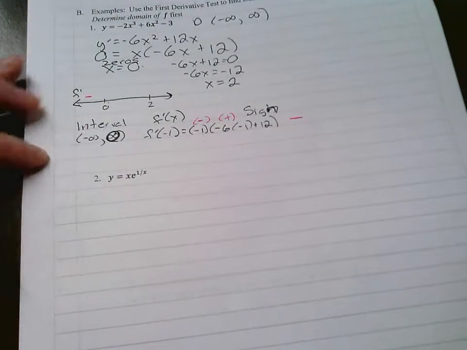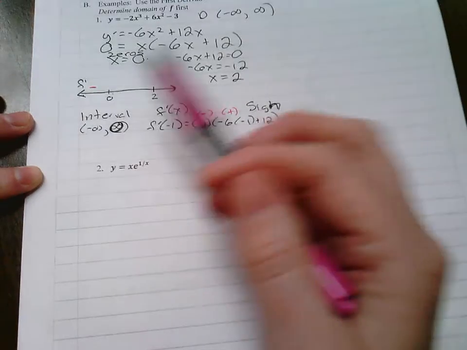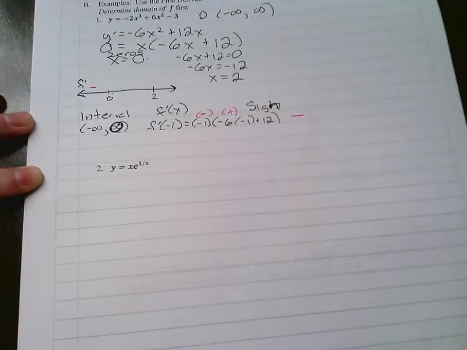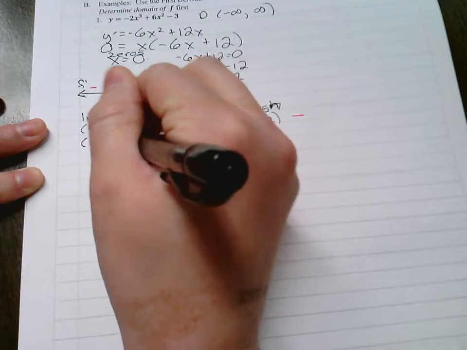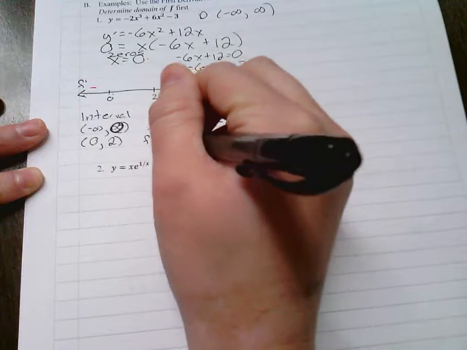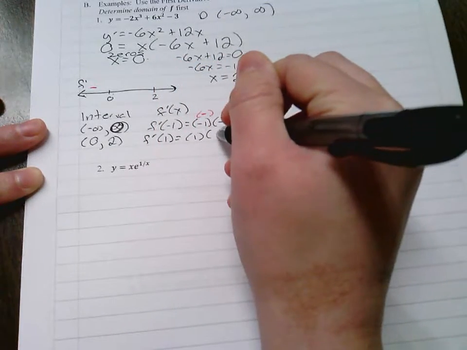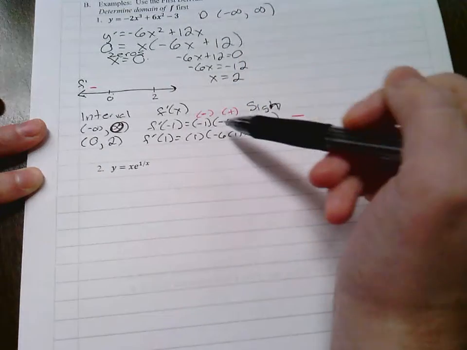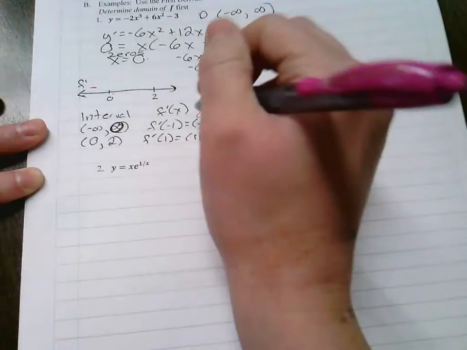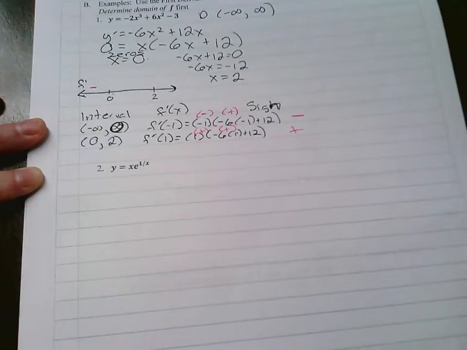So far, it's decreasing on negative infinity to 0. All right, now we're going to go from 0 to 2. So f prime of 1 is going to be 1 times negative 6 times 1 plus 12. That's going to be a positive times a positive, which is a positive. I don't care what the number is, I just care what the sign is. Just make it easy on yourself. Stuff's already complicated. Take it easy.